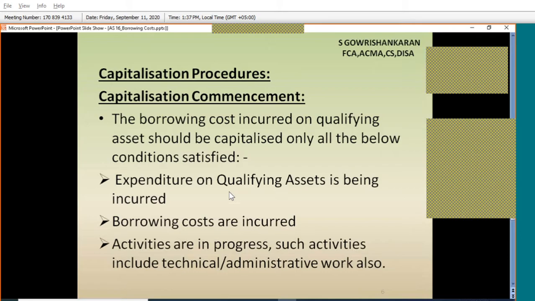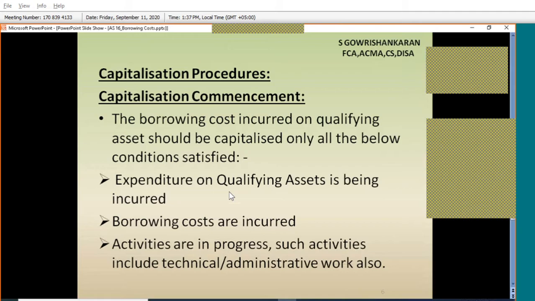Okay? What is the next condition? Borrowing costs are incurred. Okay, you borrowed the money. Have you paid the interest? Yes, I paid the interest. If you actually paid the interest, then you are eligible for capitalization. I borrowed the money, sir, but interest not paid, sir. Interest waiver is given by the banker, sir. The banker said you don't pay interest for the next 6 months. RBI allowed timeline, sir. Free of cost. You take it free of cost, no interest for you. Then in that time, you are not able to capitalize.